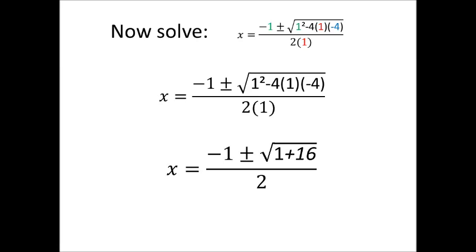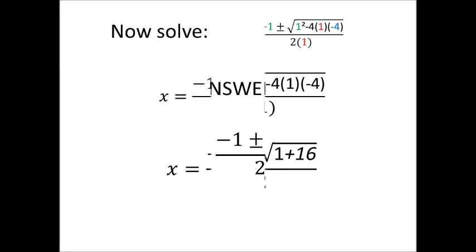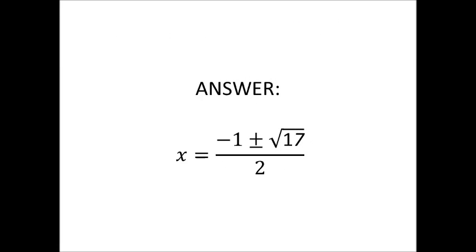So now that we have simplified the expression, we can proceed to add up the two values left inside the square root, which are 1 plus 16, which equals 17. So this is how your answer should look like. X equals negative 1 plus or minus square root of 17 over 2.